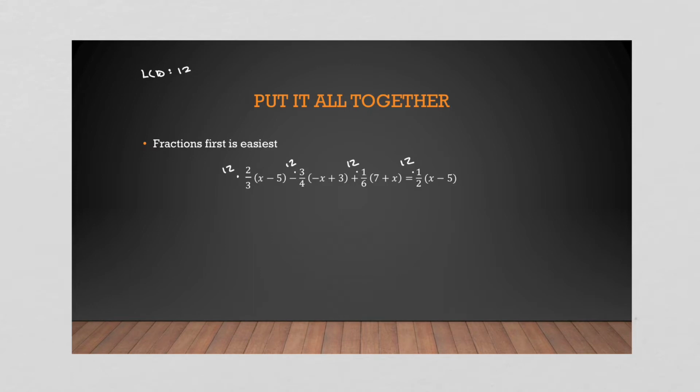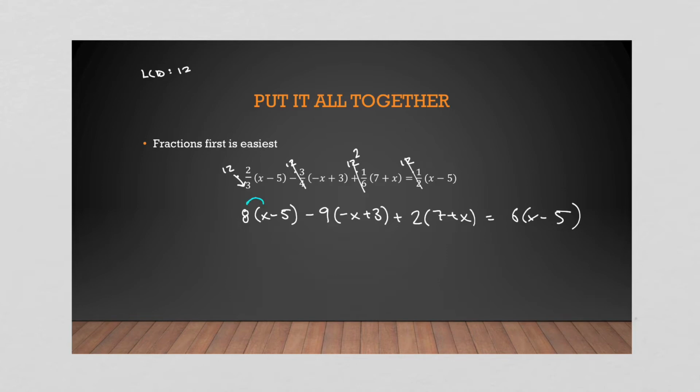So 12 divided by 3 is 4, and then times 2. So we have 8, and then times x minus 5. So it's already looking nicer. 12 divided by 4 is 3 times 3, so minus 9 times negative x plus 3. And then the next one, 12 divided by 6 is 2, 2 times 1 is 2 times 7 plus x. And then we have 12 divided by 2 is 6 times 1, so equals 6 times x minus 5. So now we're set up where we just have brackets. Fractions are gone, and you can breathe a bit of a sigh of relief.